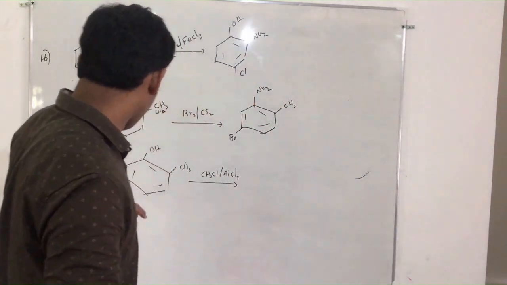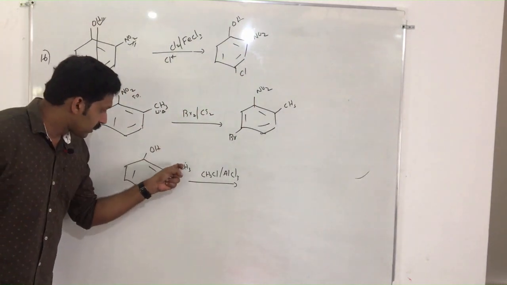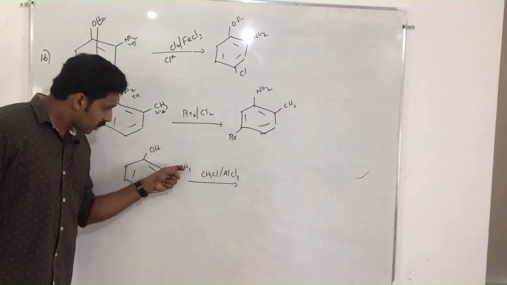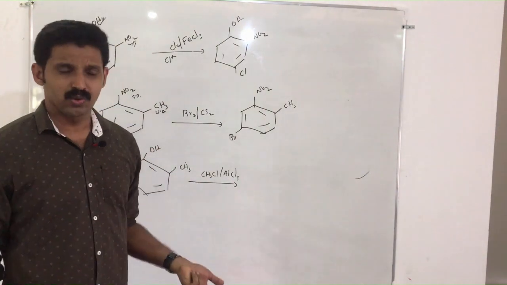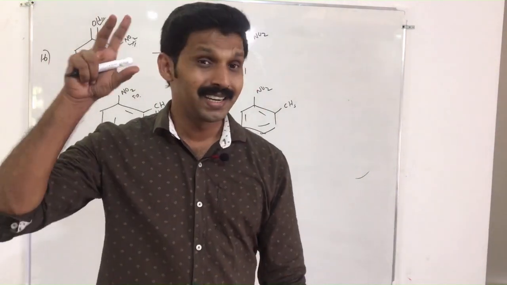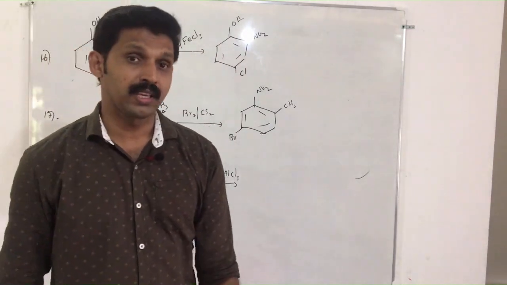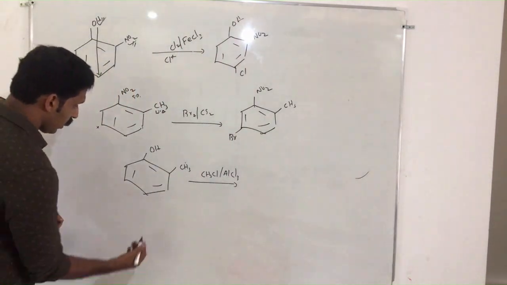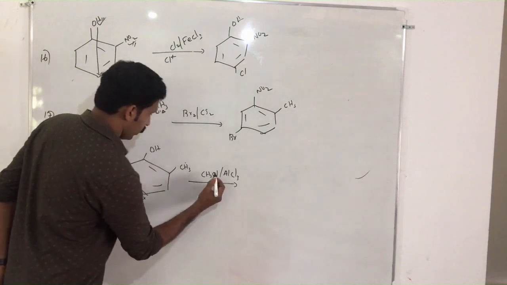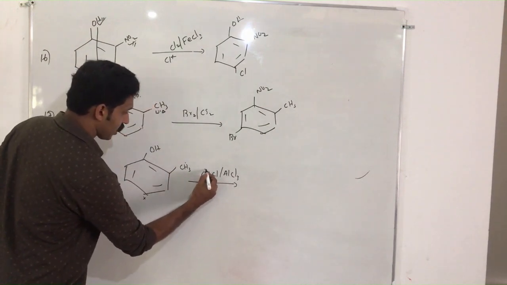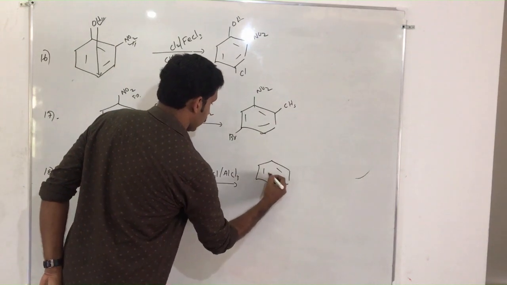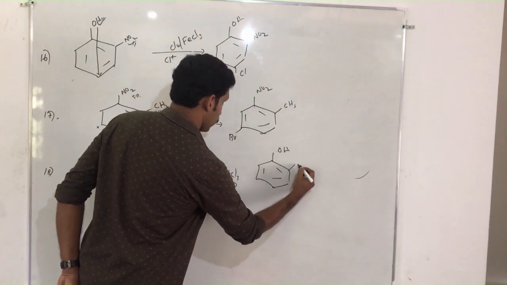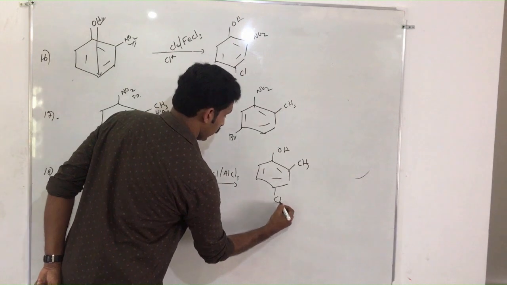Now here it is OH and CH3. This is activating and this is activating, but OH is strongly activating and CH3 is weakly activating. In that case also, the strongly activating group decides the position of the incoming group. Therefore it goes to here. This is actually Friedel-Crafts alkylation. CH3 plus comes. Therefore the answer you will get is OH, then CH3. That is the answer for this.